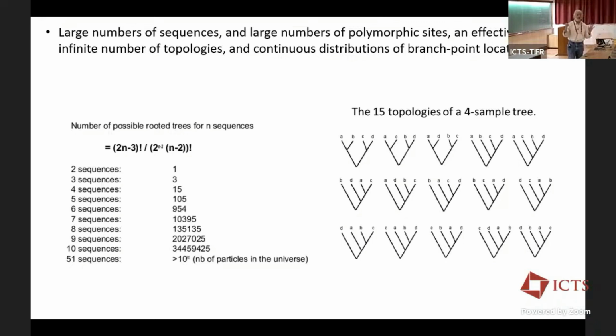But combinatorially, this explodes really rapidly. If you've got only 6 sequences, there's almost 1,000 possible topologies, and it goes up exponentially. And here we're talking about almost 200 sequences in our sample. So we've got a big numbers problem. This introduces a lot of combinatorial problems. These are the 15 topologies for a 4-sample tree.